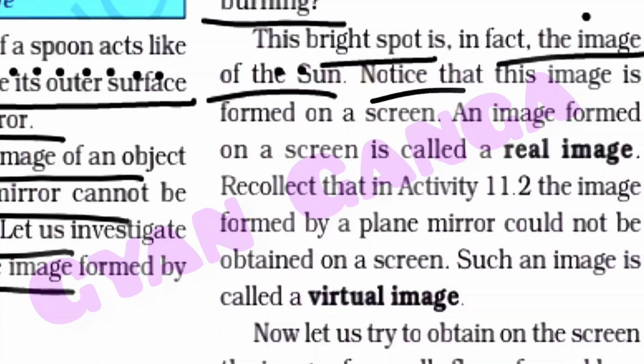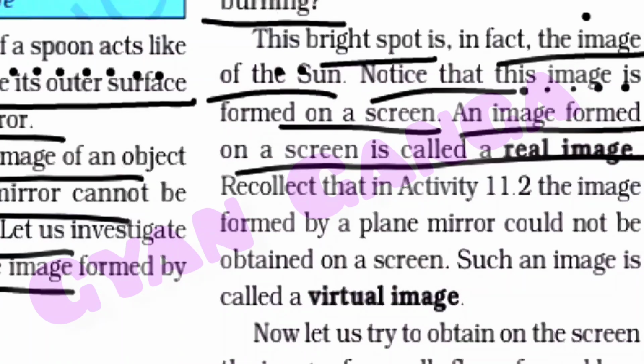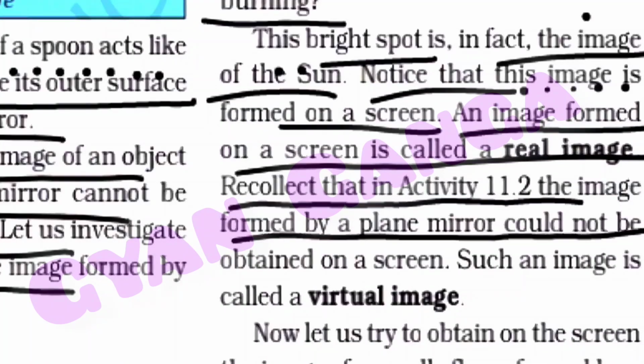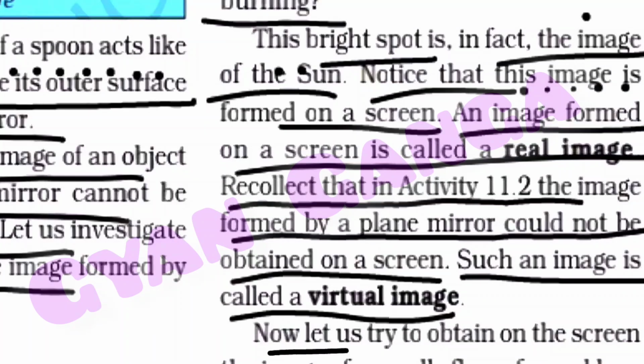Notice that this image is formed on the screen. An image formed on a screen is called a real image. Recall that in Activity 11.2, the image formed by a plane mirror could not be obtained on a screen. Such an image is called a virtual image. Now let us try to obtain on this screen the image of a candle flame formed by a concave mirror.